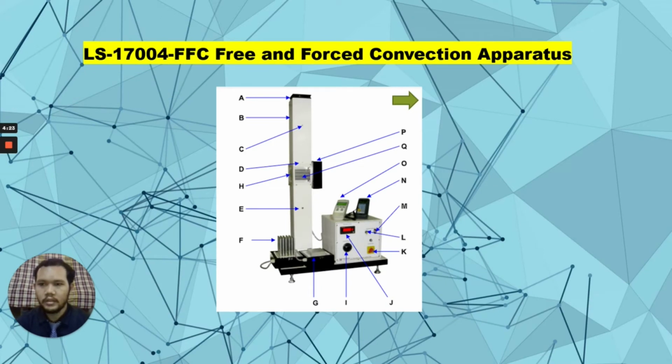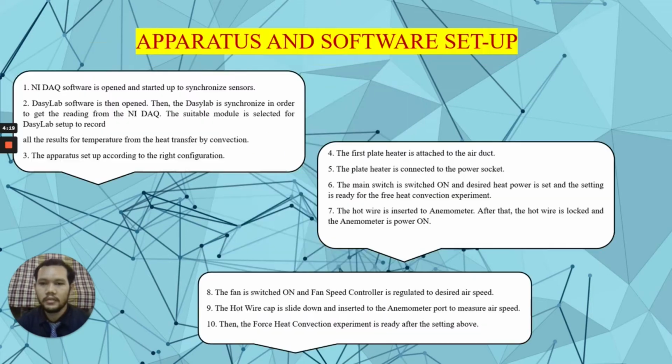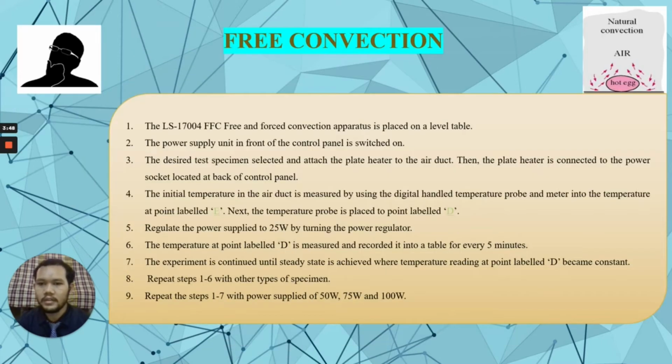This is the LS17004 FFC free and forced convection apparatus. For the apparatus and software setup, first, the NI software is opened and started up to synchronize the sensor. Second, the Z-LED software is then opened, and the Z-LED is synchronized in order to get the reading from the NI DAT. The suitable module is selected for the Z-LED setup to record the result for temperature from the heat transfer by convection. Third, the apparatus is set up according to the right configuration.